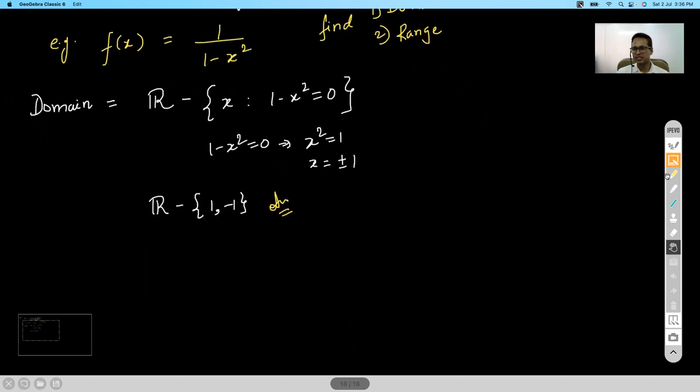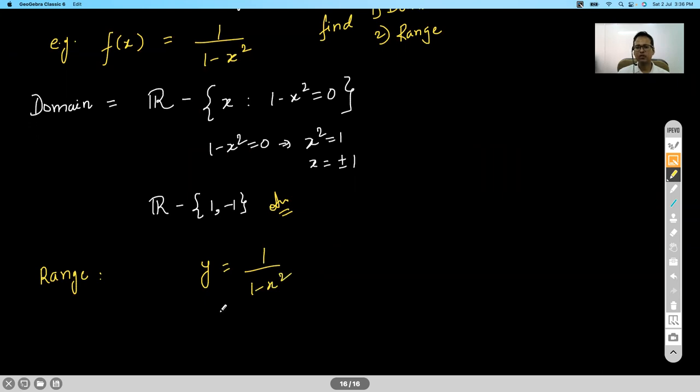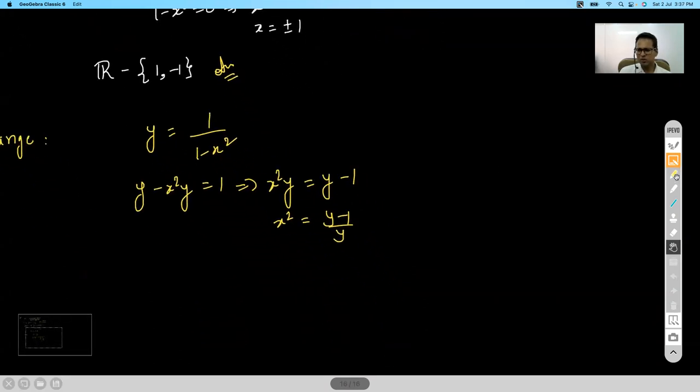Okay. Now, what about range? The idea is more or less the same. We will call this y, and we'll try to make x the subject of the formula. How do I do that? First of all, cross multiply, meaning multiply the denominator to the left side. So this will give you x square y is y minus 1. So x square is (y minus 1) by y. Please note, you don't have to exactly make x the subject of the formula. Even x square will suffice.